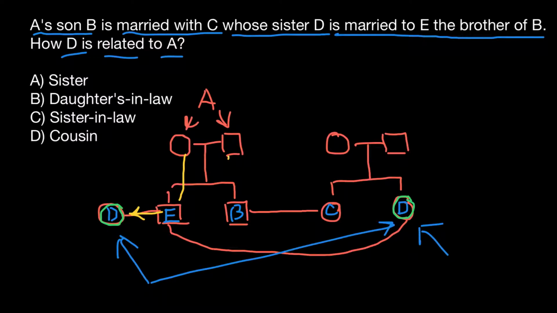Again, A can be any of the parents of E, so we can say that if it is a mother of E, she would be mother-in-law of D. If it is going to be father, he is going to be father-in-law of D. And D would be daughter-in-law of A. It doesn't matter, sex here doesn't matter. So how is D related to A? So D is a daughter-in-law of A. So we circle answer B.